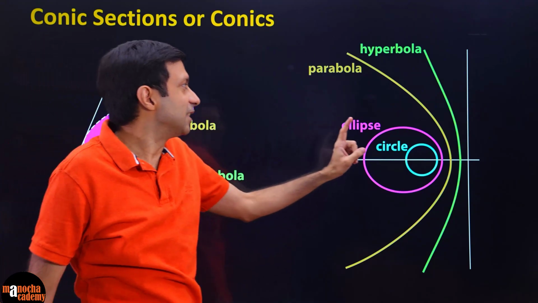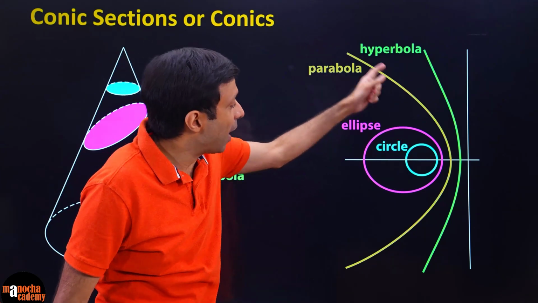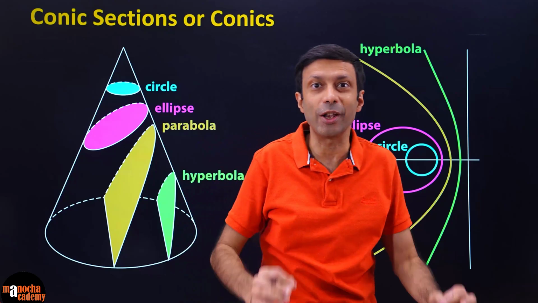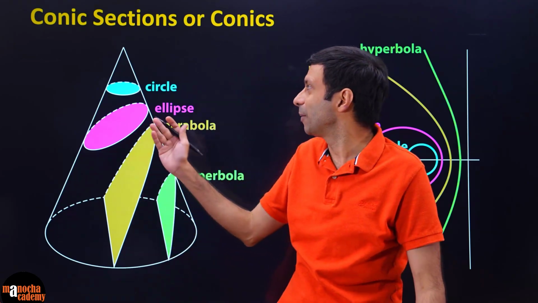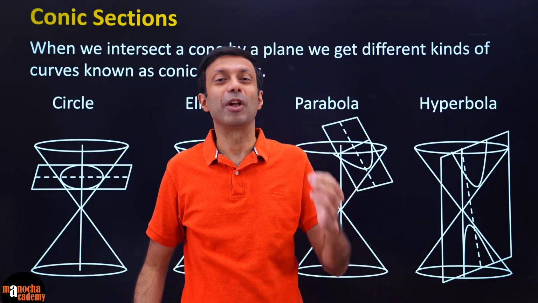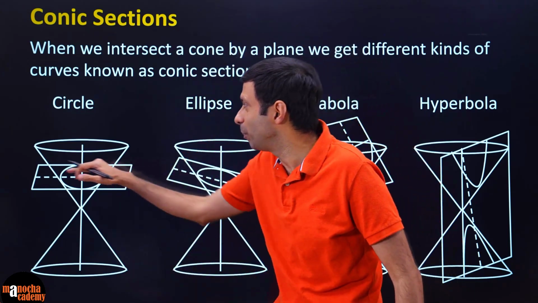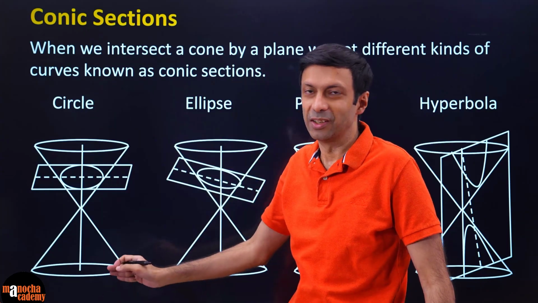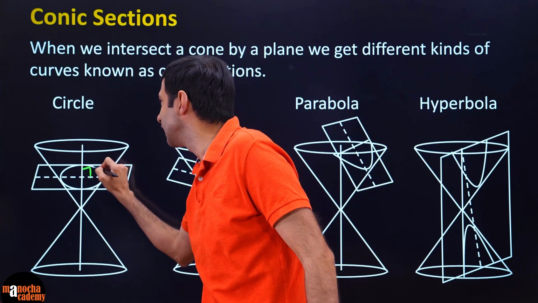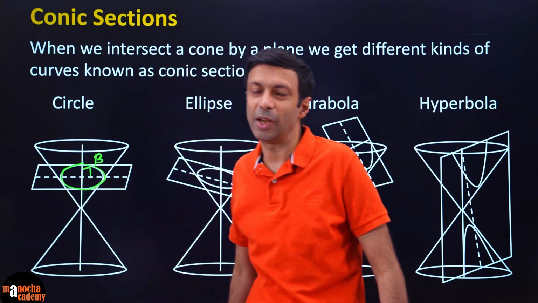Can you see that circle and ellipse are closed curves, whereas parabola and hyperbola are open curves? And remember, these are called conics or conic sections because they can be obtained by cutting a cone. We get all these different shapes because it matters at what angle you're cutting the cone. So we measure the angle between this plane and this vertical line of the cone here. If this angle, called beta, is 90 degrees, then you can see we will get the shape of a circle.